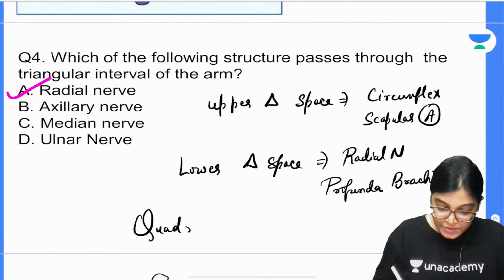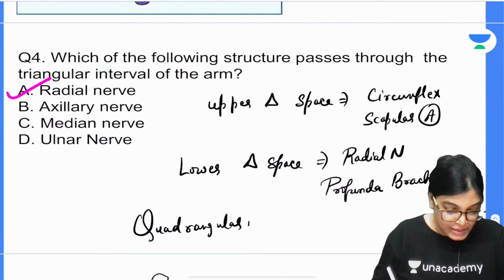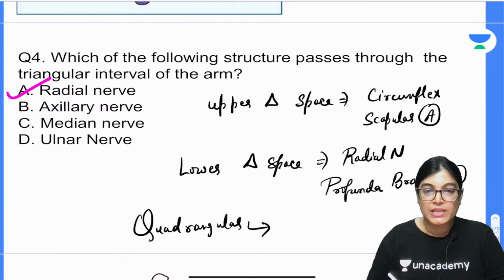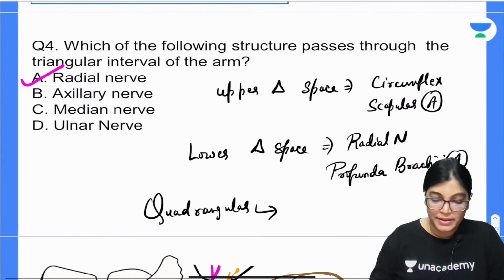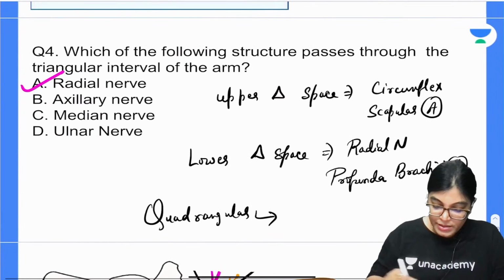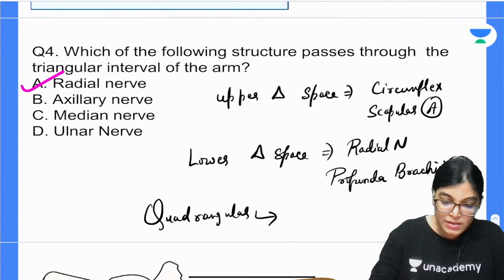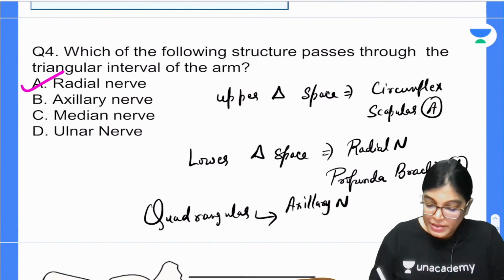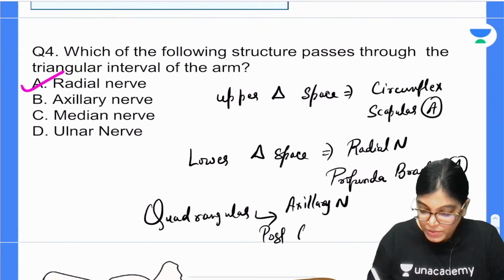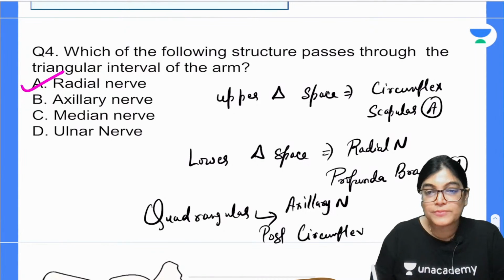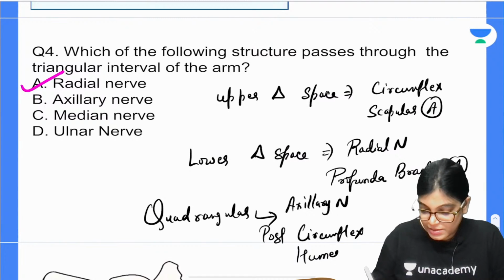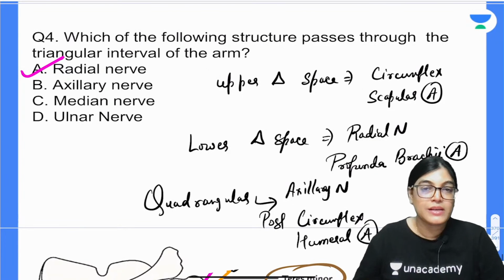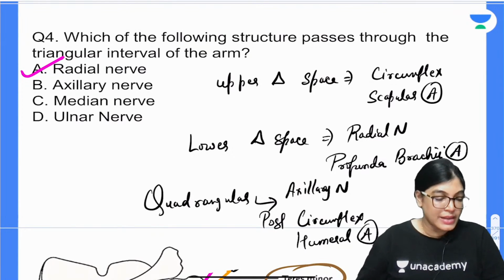Quadrangular space, the structures through quadrangular space is subscapular. Absolutely right. Subscapular, third part of axillary artery, subscapular. Absolutely right, dear. Yes. Now through the quadrangular space the axillary nerve passes, and the artery is posterior circumflex humeral artery. Posterior circumflex humeral artery. So I think, is it okay? Everyone has revised it. No worries. Let's move on to the next.